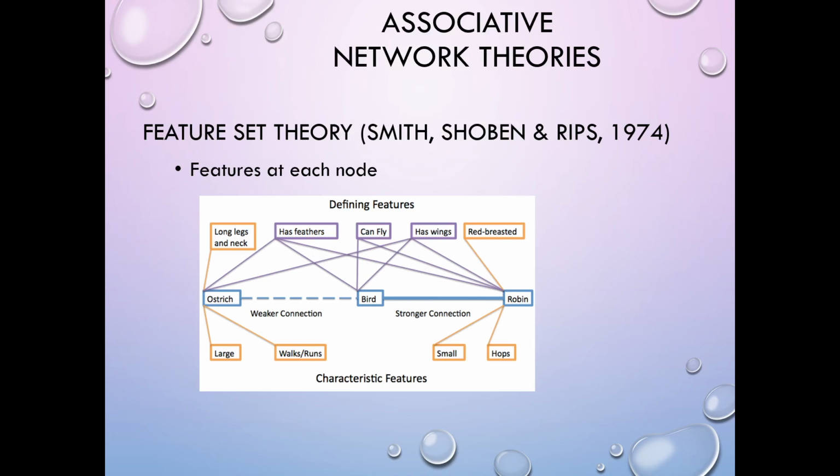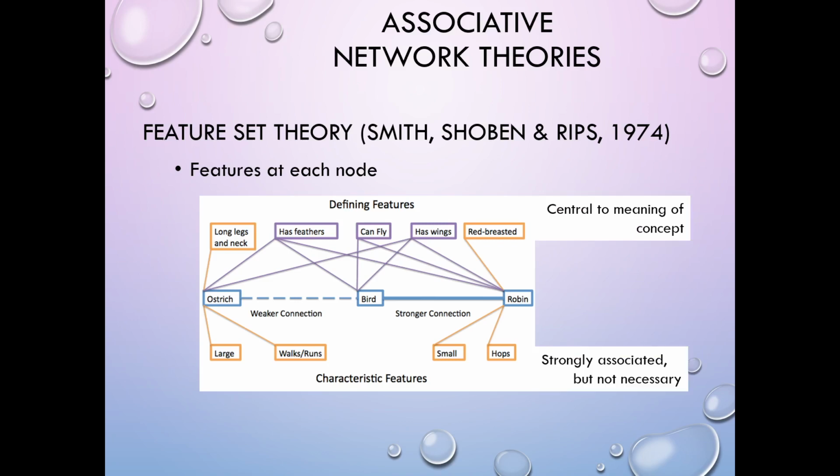Where there's thought to be some structure, a reduction of redundancy, where you don't have the same concepts, same details, defining features repeated over and over again, or characteristic features repeated over and over again, but not quite hierarchical. The defining features would be central to the meaning of the concept, and the characteristic features would be strongly associated but not necessary for the concept. So in this example, to be a bird, you don't necessarily have to be small or walk, right? You don't have to have these characteristics. So the things that are characteristic features are strongly associated with individual members of the category.